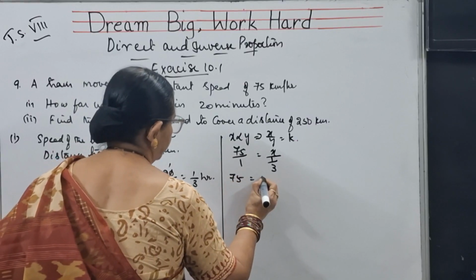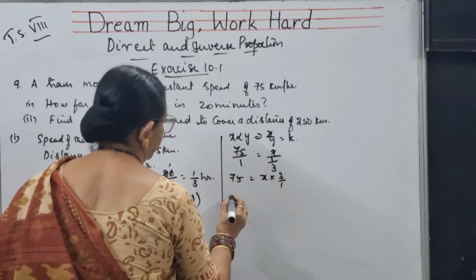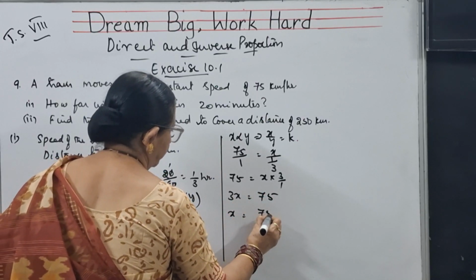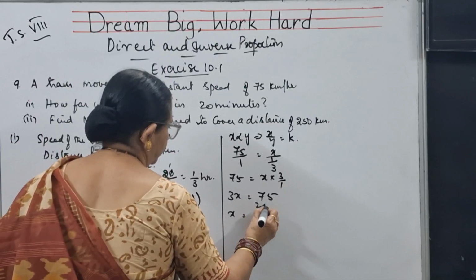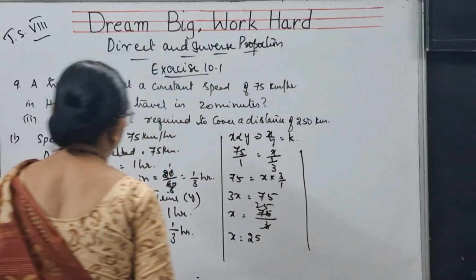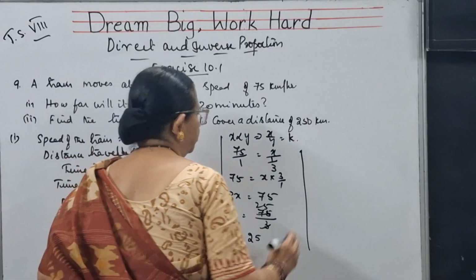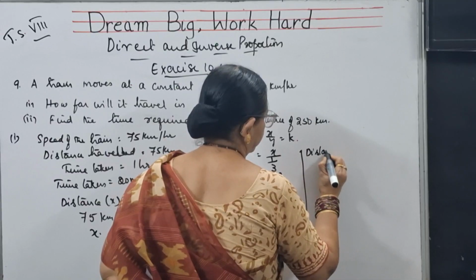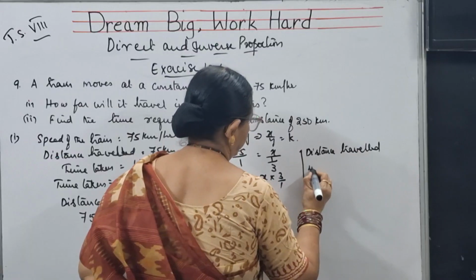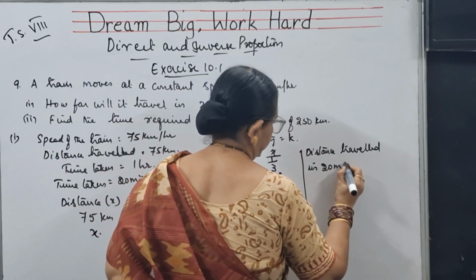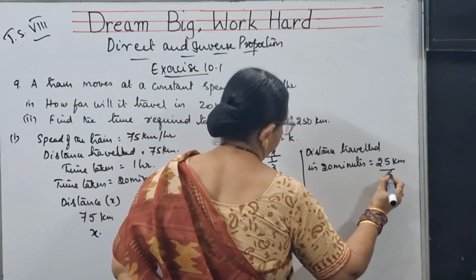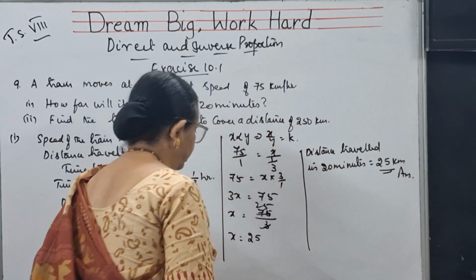That means 75 is equal to x into 3 by 1. 3x is equal to 75. x is equal to 75 by 3. 3 fives are 15, x is equal to 25. So, distance traveled in 20 minutes is equal to 25 kilometers. This is the answer for the first bit, children.